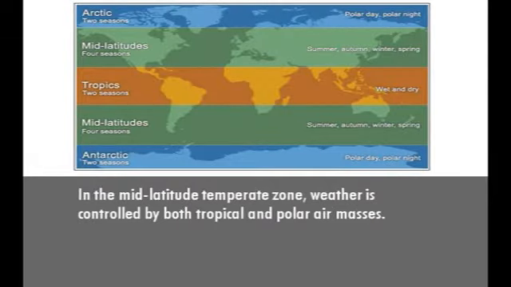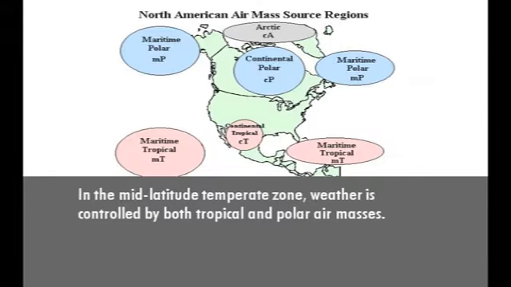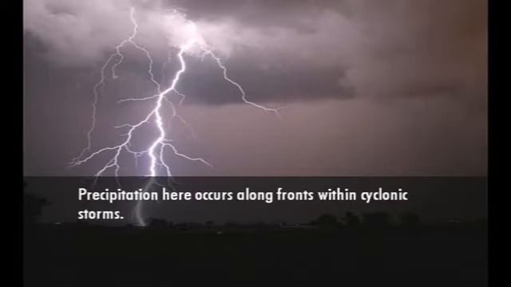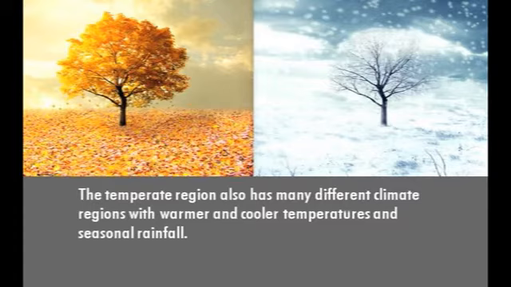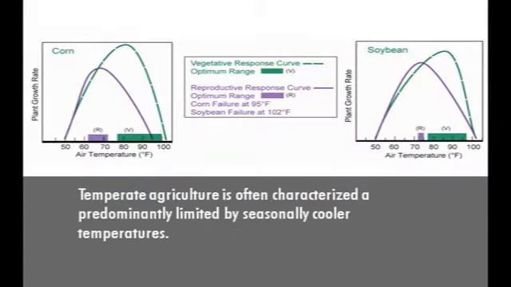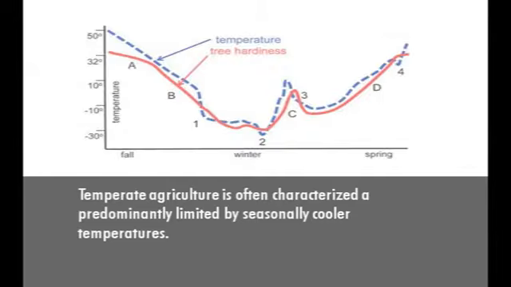In the mid-latitude temperate zone, weather is controlled by both tropical and polar air masses. Precipitation here occurs along fronts within cyclonic storms. The temperate region also has many different climate regions with warmer and cooler temperatures and seasonal rainfall. Temperate agriculture is often predominantly limited by seasonally cooler temperatures.